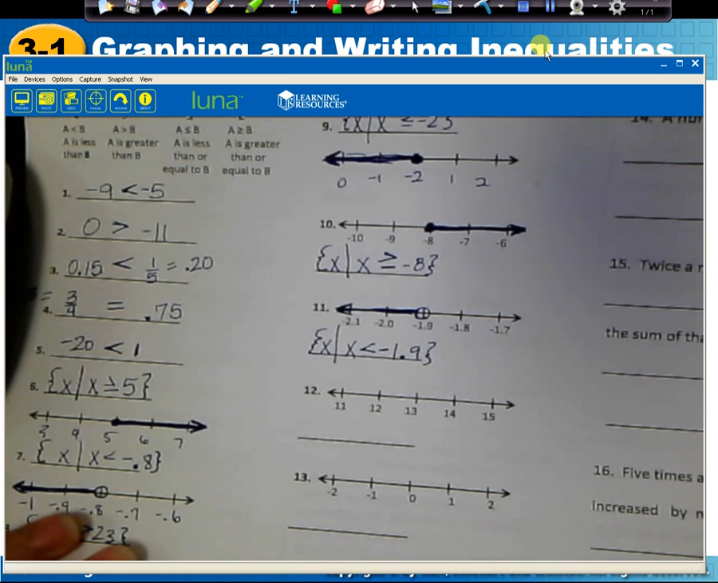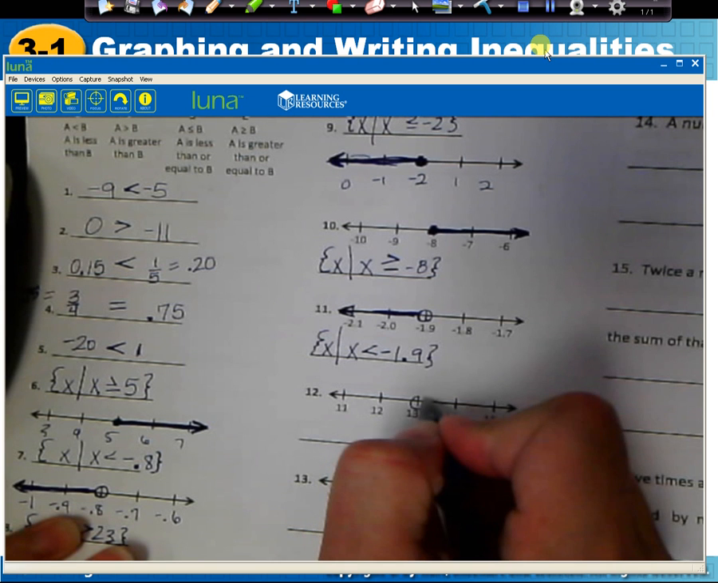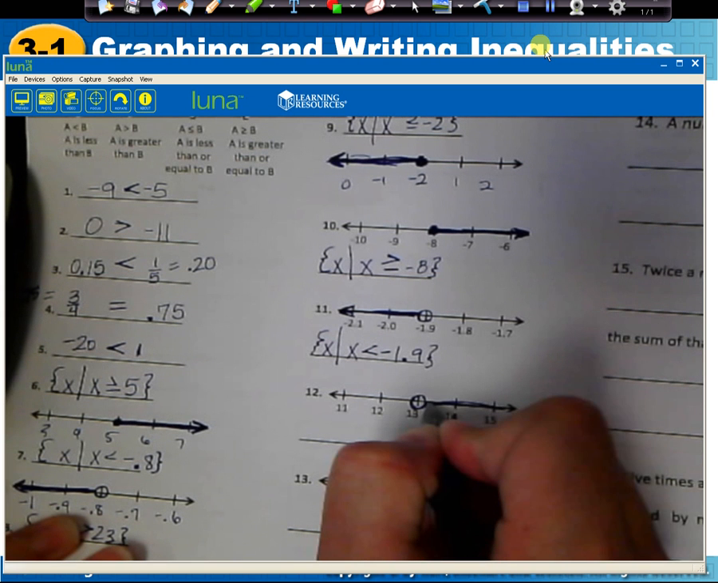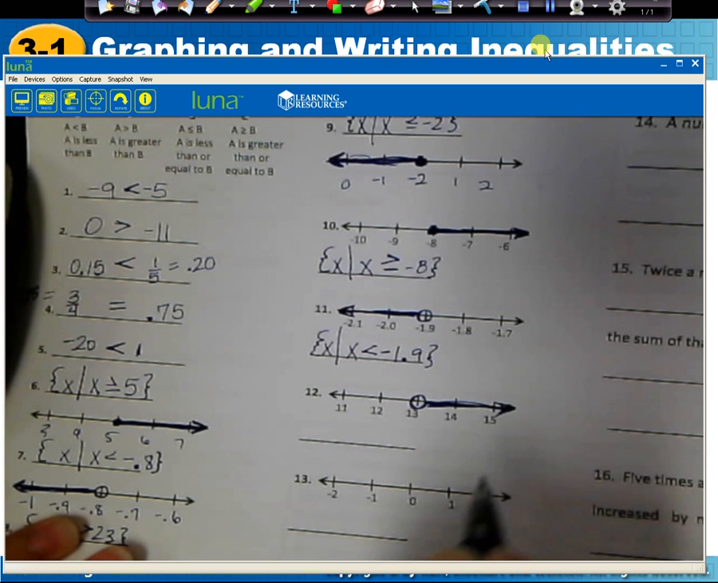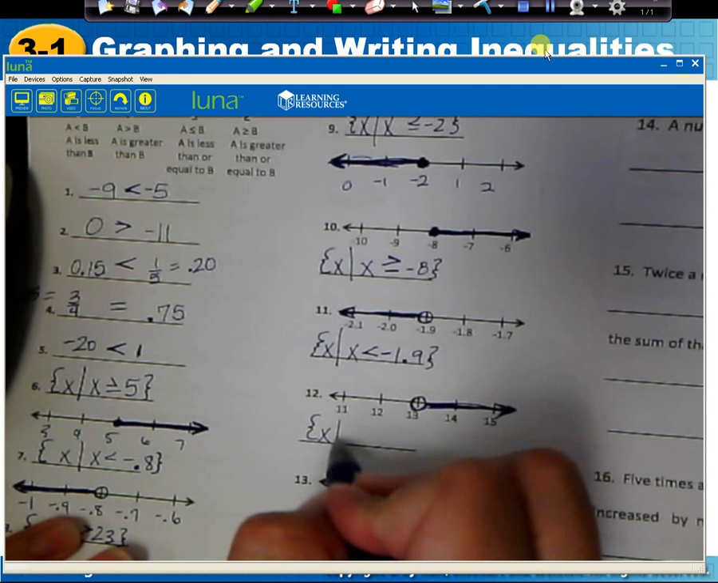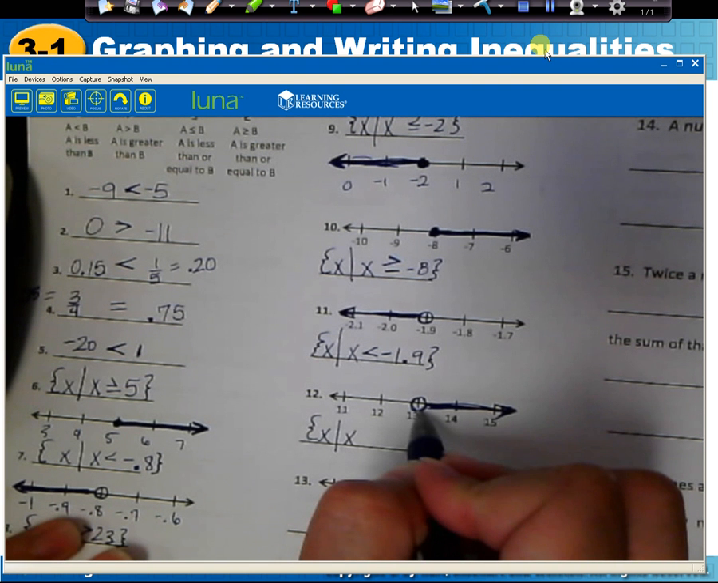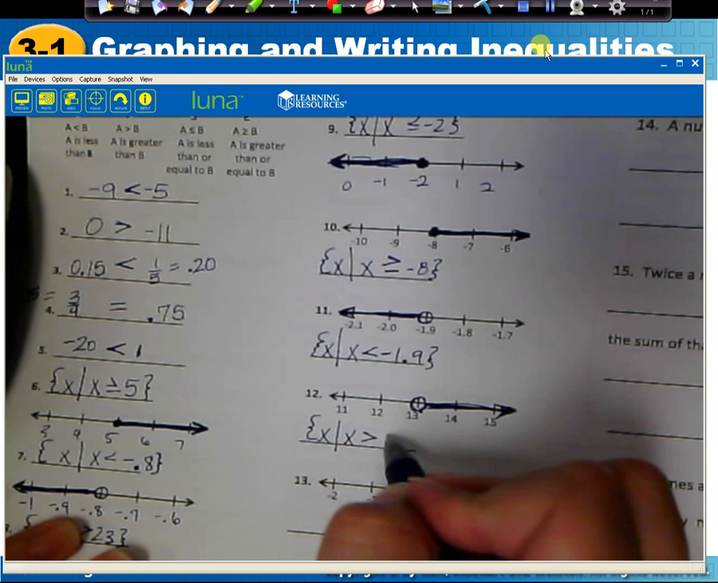All right, let's look at number 12. Make an open circle at 13 and shade it to the right. Okay, we have our x such that x is not equal to, but it's bigger than or greater than 13.